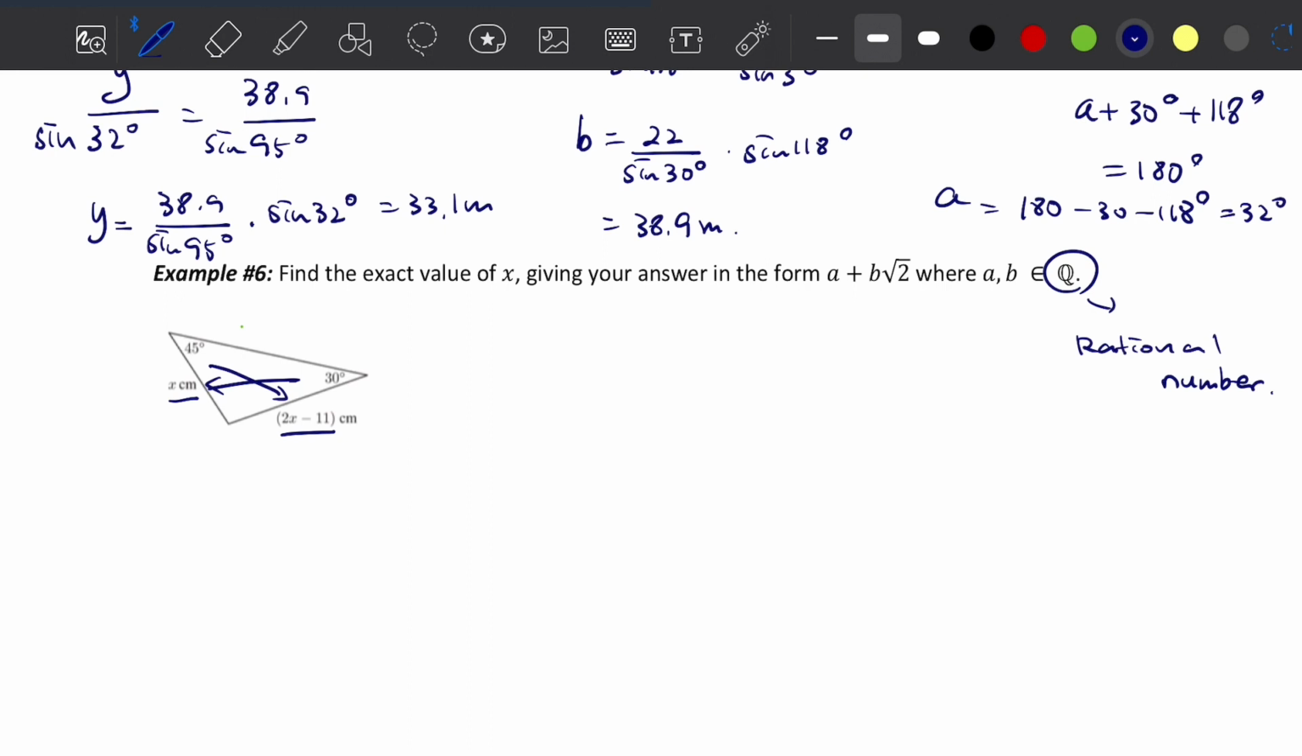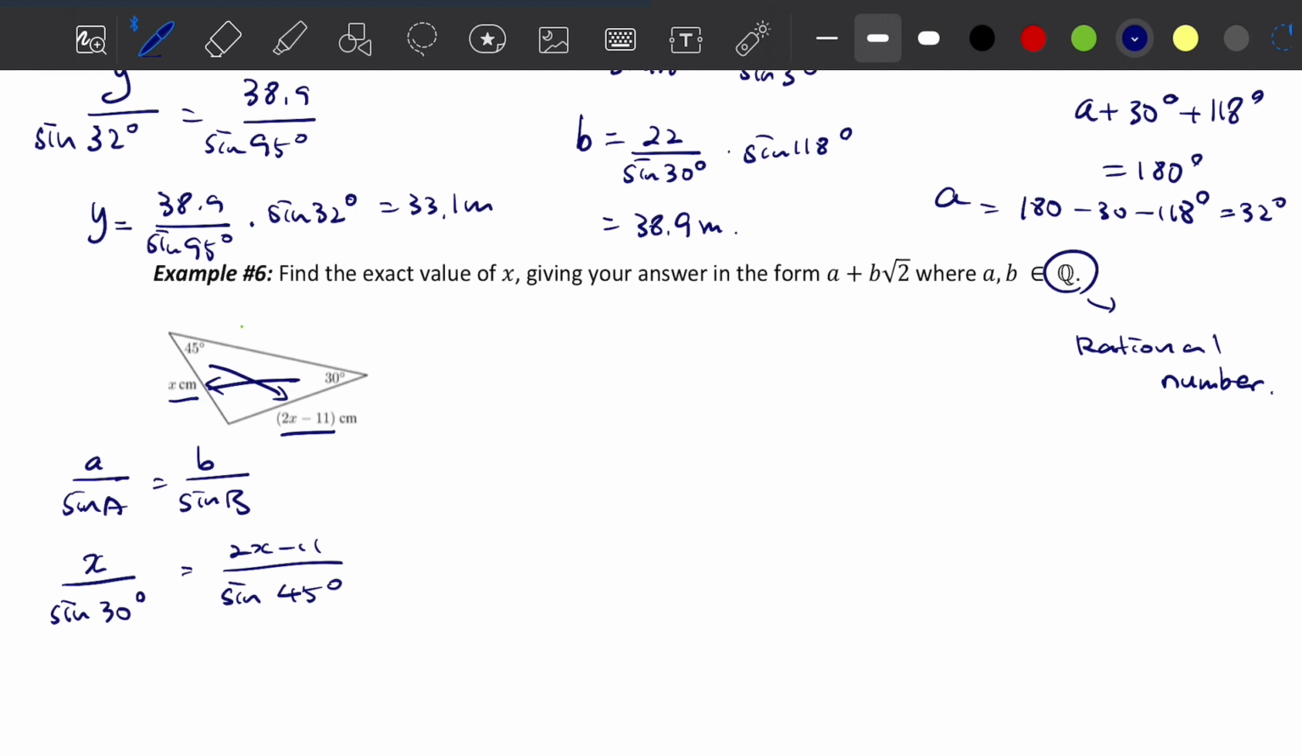Then we can use the sine rule to solve this question. I'm going to do a over sine A equals b over sine B. Let's say a is x, then sine A is sine 30 degrees, and b is 2x minus 11, then the angle is sine 45 degrees.